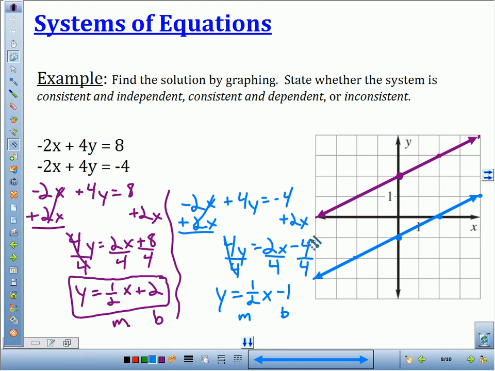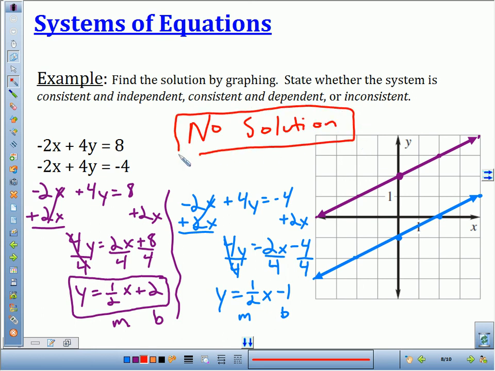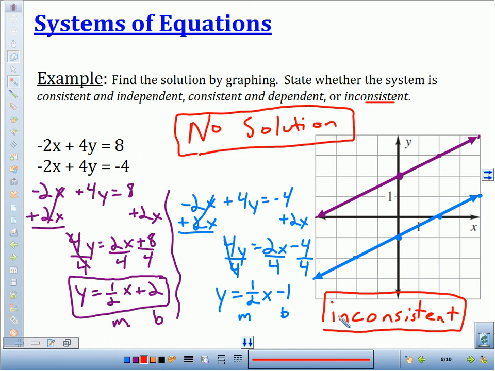As we can see, these two lines are parallel. That means they're never going to intersect. If they're never going to intersect, there is no solution. None. The solution is where they intersect. They do not intersect. There is no solution. If there is no solution, this system of equations is inconsistent because it has less than one solution, and in fact has no solutions. We don't decide whether it's independent or dependent because it is inconsistent.